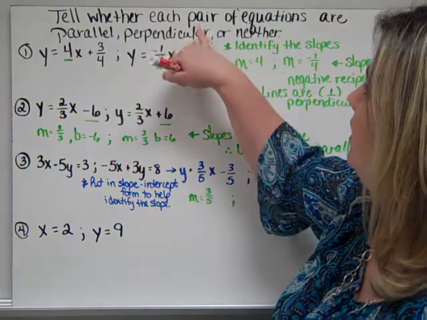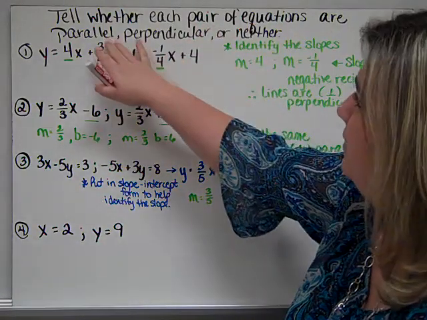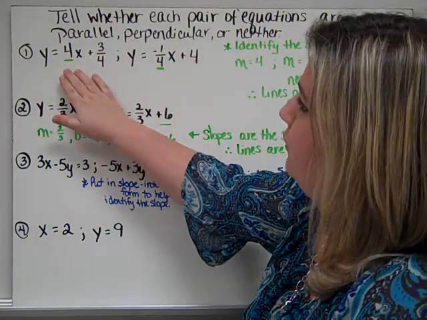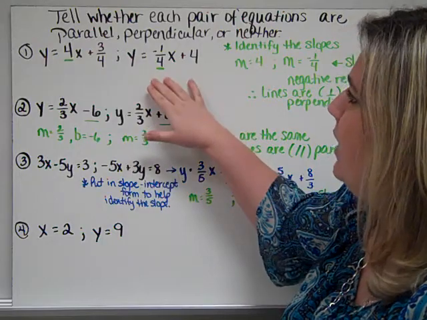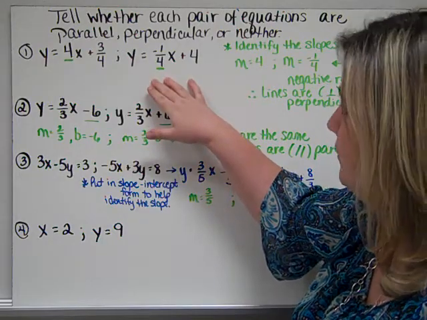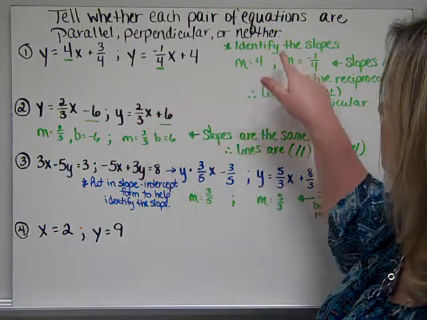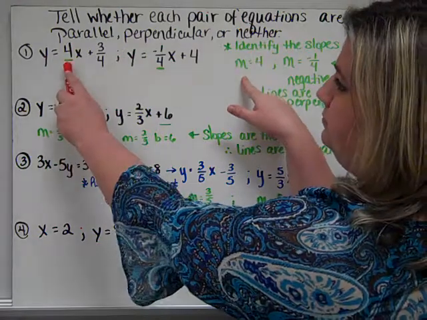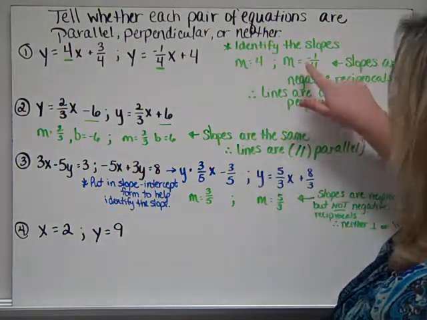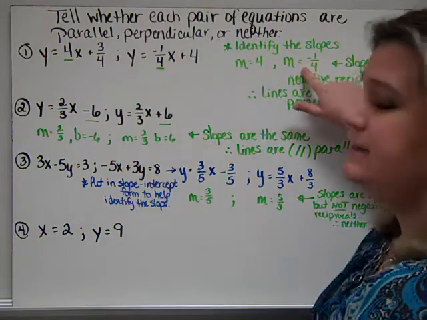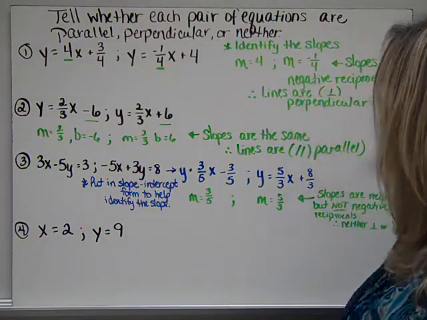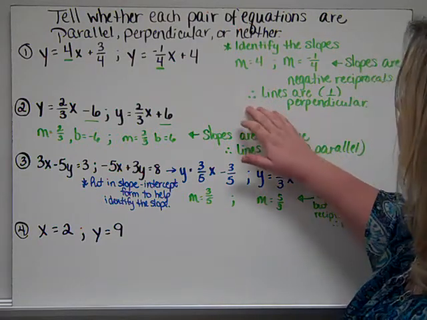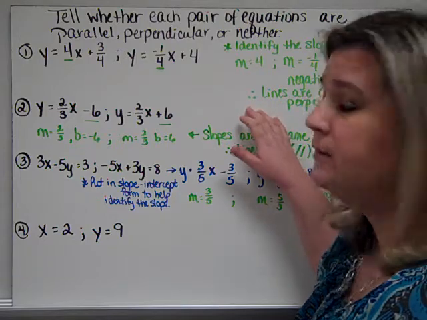All right, let's tell whether each pair of equations is parallel, perpendicular, or neither. Let's look at these two lines: y equals 4x plus 3/4, and y equals -1/4 x plus 4. The first thing we're going to do is identify their slopes. That's step 1. The slope in the first line is 4, and the slope in the second line is -1/4. So the slopes are negative reciprocals of each other. Therefore, the lines are perpendicular.